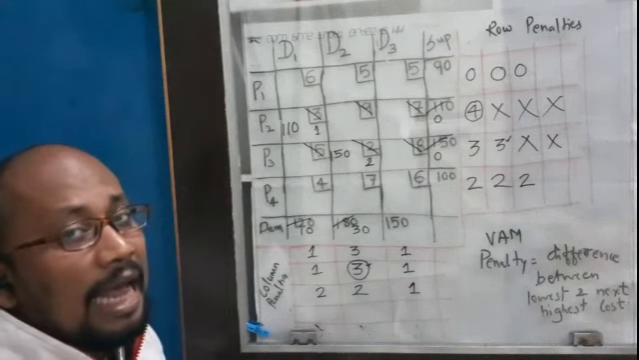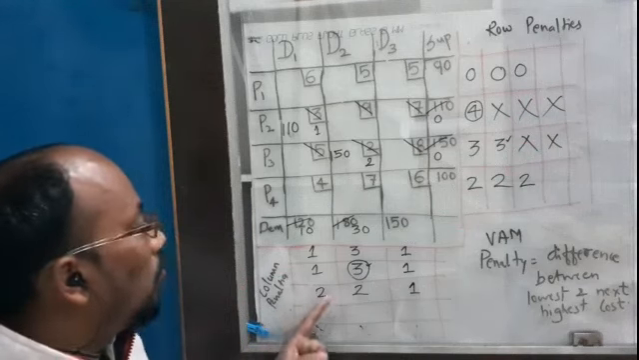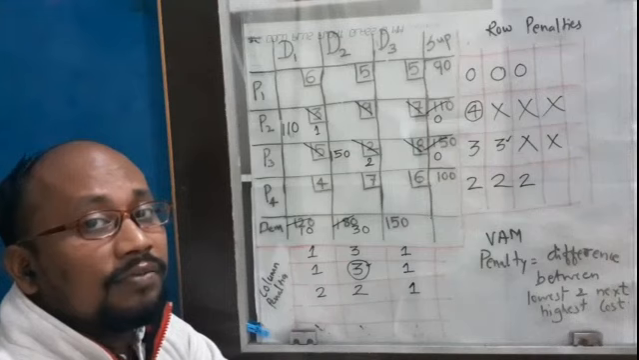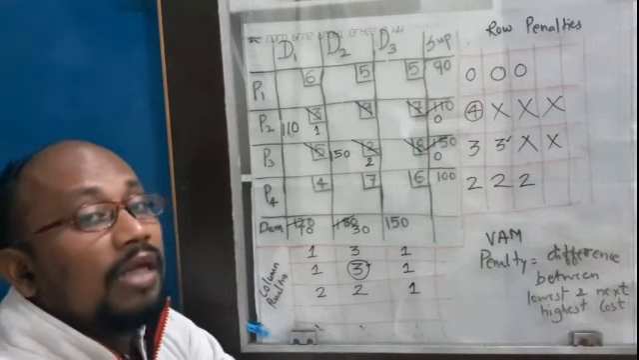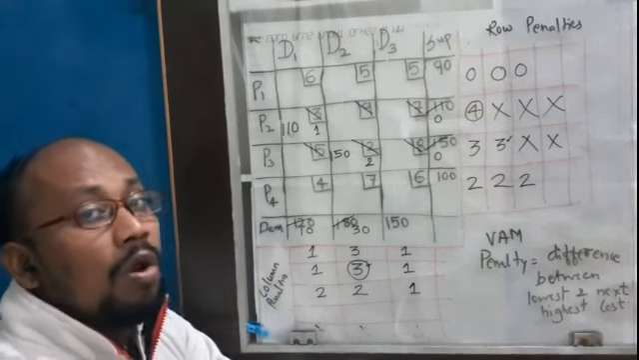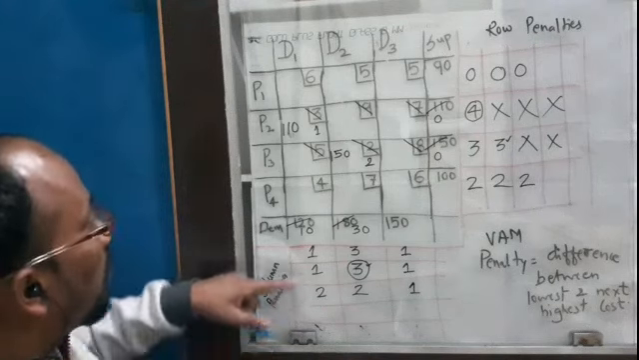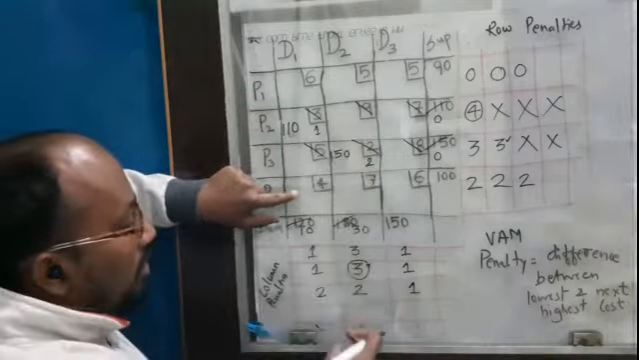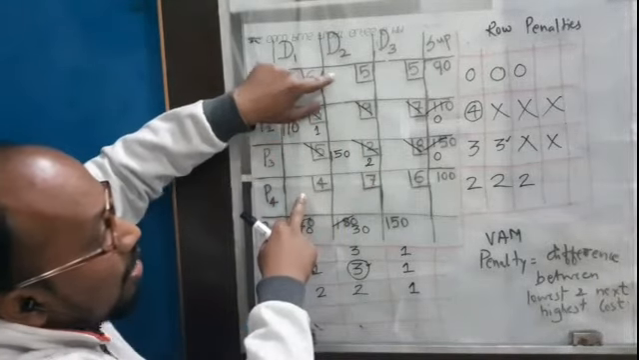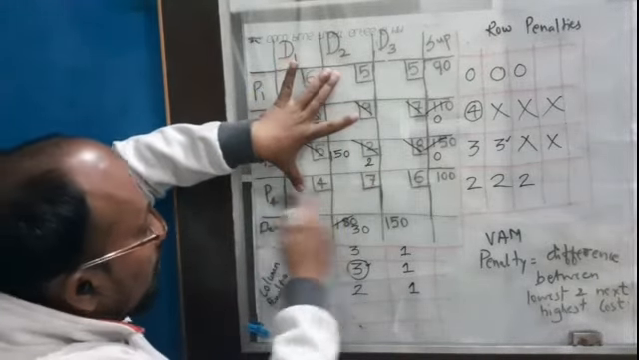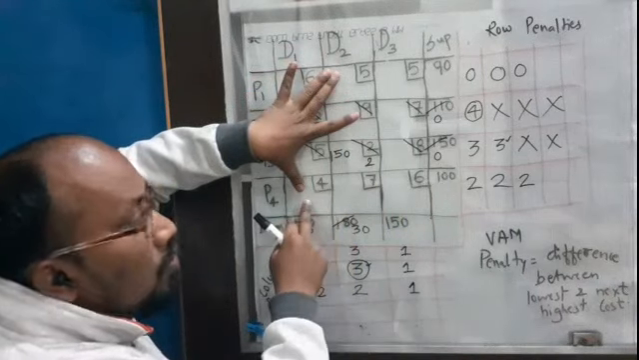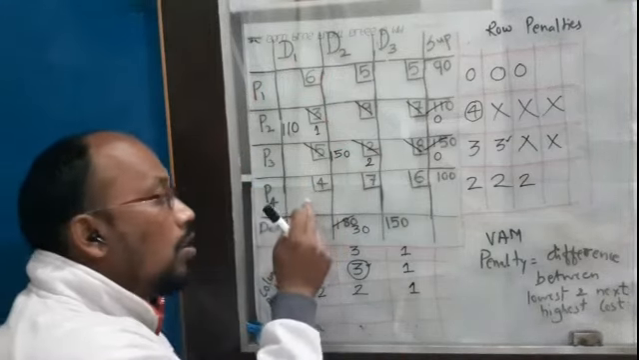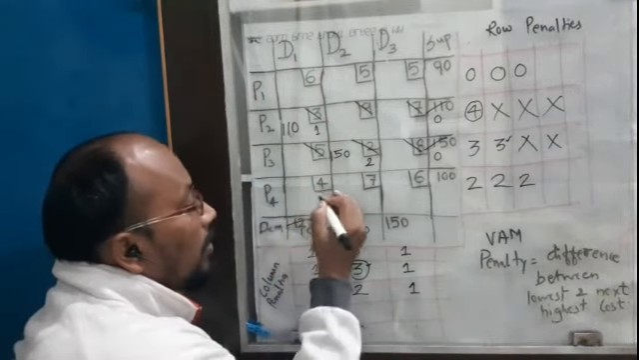If you see, there is a tie between the 3 penalties: 2, 2 and this 2. Once again we will select that cell or that row or that column which has the lowest cost. If you select D1 the lowest is 4, if you select D2 the lowest is 5, and if you select P4 the lowest is 4. So among these options the lowest is 4. So our third allocation should be here.